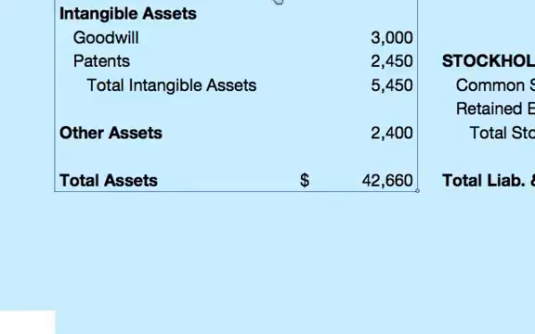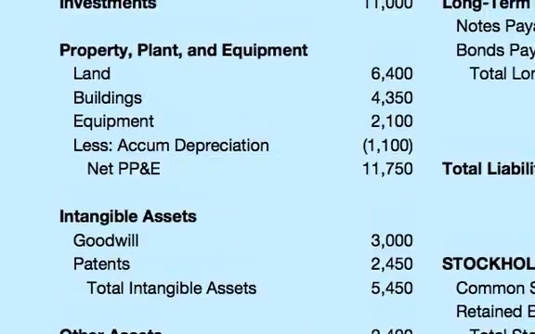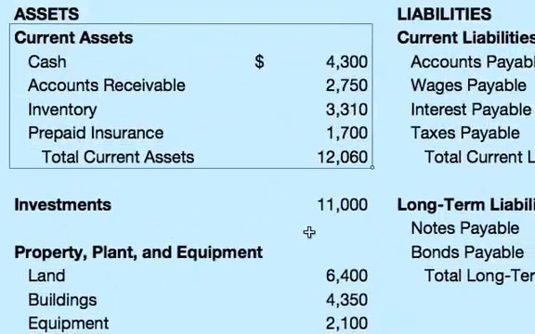Current assets are assets that are expected to be used up within a year. So that's why you'll see things like cash, accounts receivable, inventory, prepaid insurance, things that will just be used up within a year on average. That's the assumption for anything that goes in current assets.